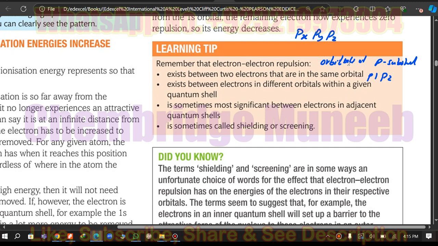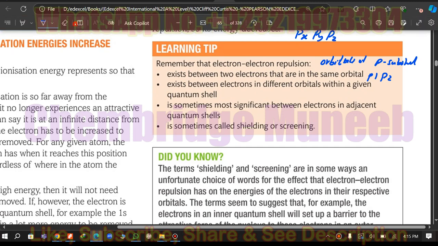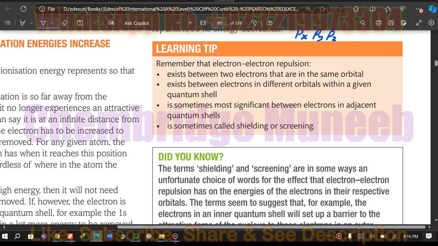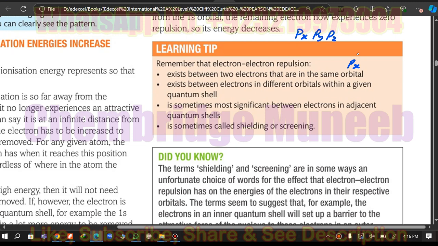So these are the orbitals of the p subshell. Now they are saying when there are two electrons in the same orbital, then there is a kind of repulsion between them. So let's suppose we consider the px orbital, and when we have a pairing of the electrons, there is a repulsion between them. This leads to a decreased ionization energy. When there is a repulsion between the electrons, there will be less ionization energy.